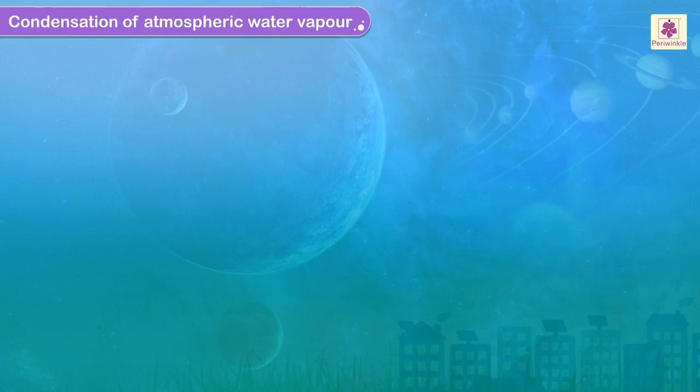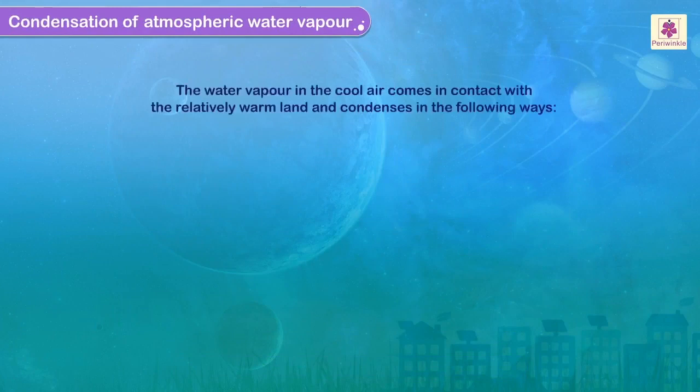Condensation of atmospheric water vapor. The water vapor in the cool air comes in contact with the relatively warm land and condenses in the following ways: dew, frost, fog, mist, smog.